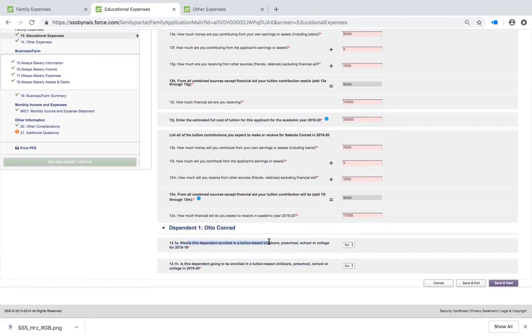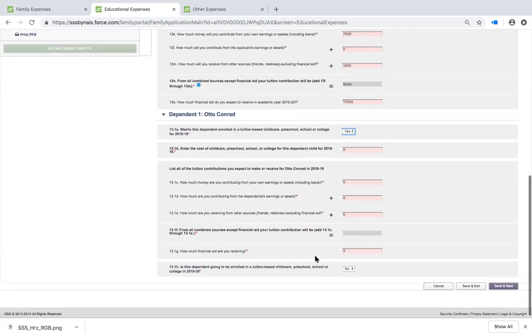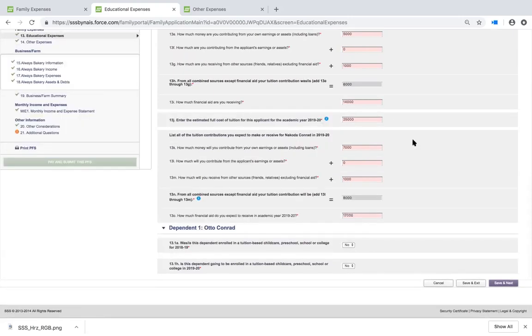It's going to ask if the dependent was enrolled in tuition-based childcare, preschool, school, or college in the 18-19 school year. And in this case, this dependent is in public school this year and will be next year. So the answers to these questions are no. If either of these or both of these are yes for you, you can switch that and make that change. And it's going to ask the same types of questions that we just answered. But we'll say no. And now we can move on to the next section by clicking Save and Next.